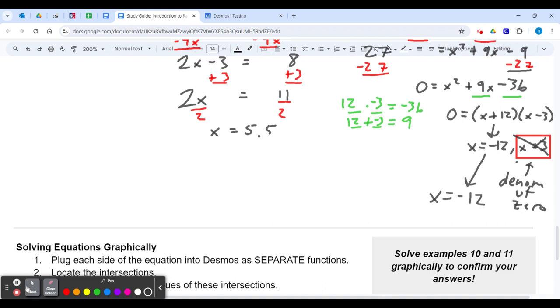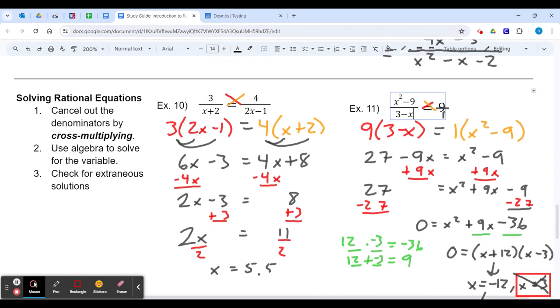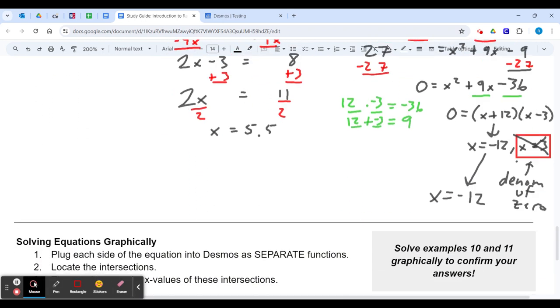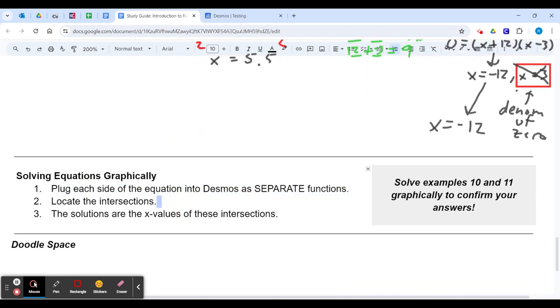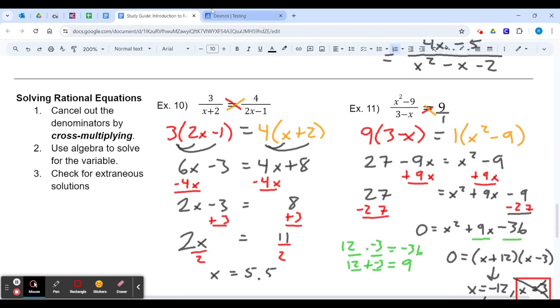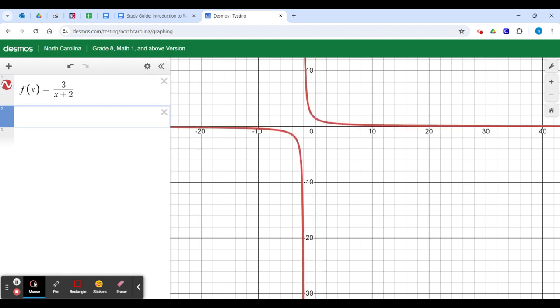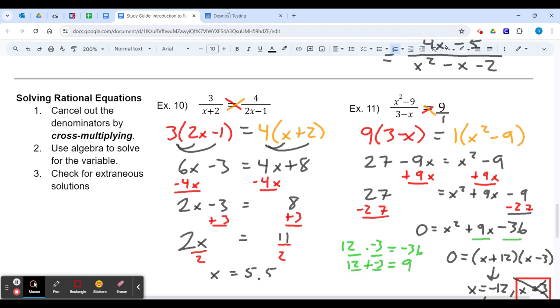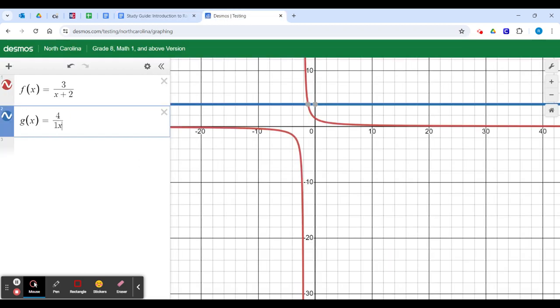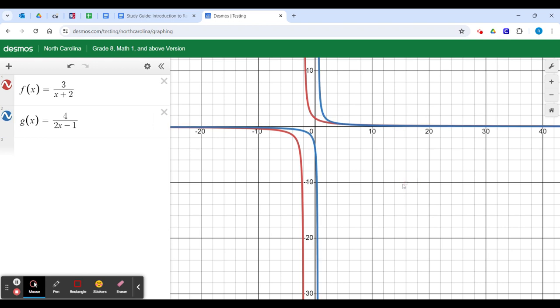negative 12. Now, both of these are super long processes. I'd recommend solving by graphing, and let's get some good practice with that. Plug each side of the equation in as separate functions, and locate those intersections. For example 10, let me clear out my stuff. I have f of x equals, I'm going to write the fraction first, so 3 over x plus 2. And my second one I'm going to write is g of x equals 4 over 2x minus 1. And you can see that here's an intersection right here. The x value is 5.5. Boom, we're good.